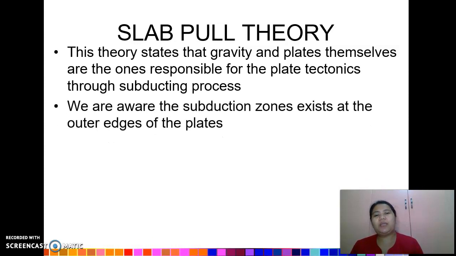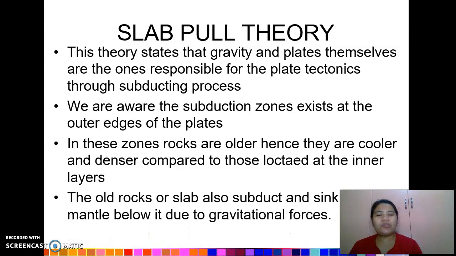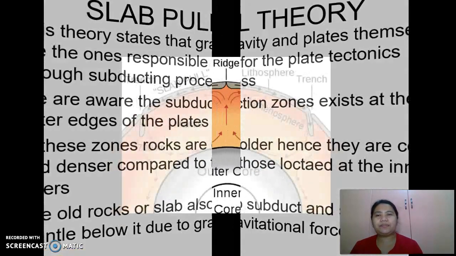We are aware the subduction zone exists at the outer edges of the plates, because at the center, you have a divergent zone. On the side, you have a subduction zone because there is a collision on both sides. Now, in these zones, rocks are older, hence they are cooler and denser compared to those located in the inner layers. The old rocks or slab also subduct and sink into the mantle below due to gravitational forces because they are much denser. These dense materials are being pulled towards the Earth's interior through the force of gravity.